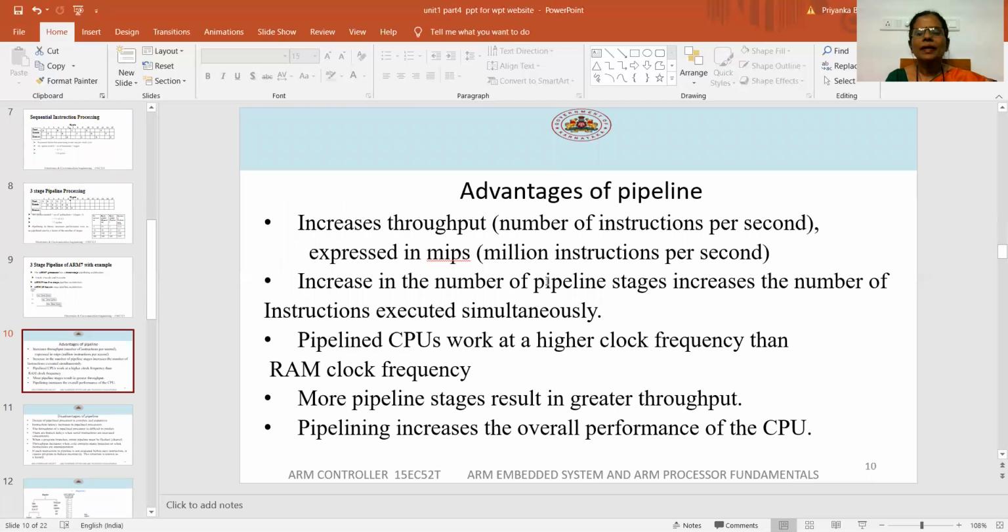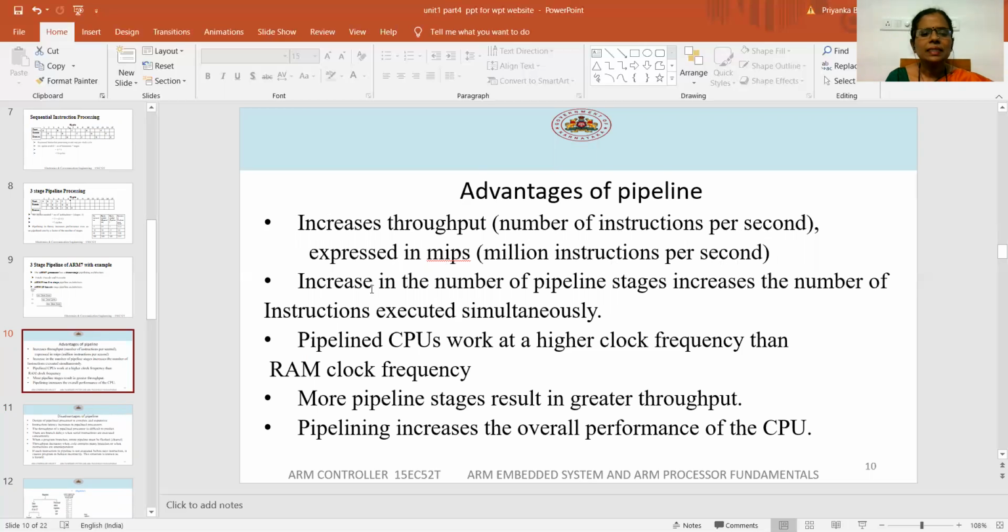So what are the advantages of this pipeline? By seeing those two figures, sequential and pipelining, you can yourself write the advantages of a pipeline. The first one is it increases the throughput. The number of instructions per second will be more. So the number of cycles required is less. Because of this, the throughput increases. And how is it expressed? Always the throughput is given in terms of MIPS, million instructions per second.